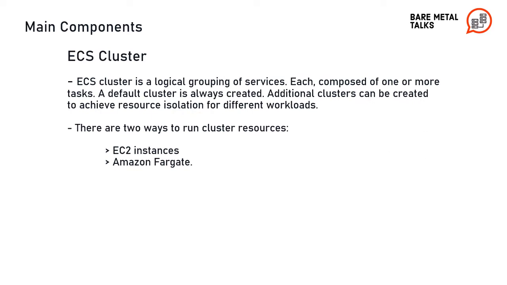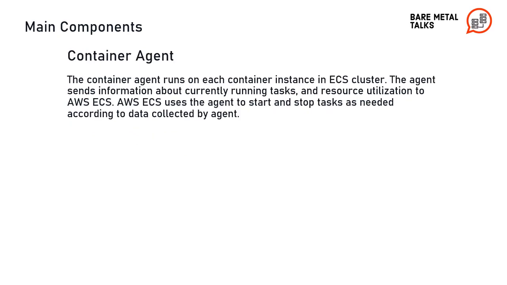ECS cluster. An ECS cluster is a logical grouping of services, each composed of one or more tasks. A default cluster is always created. Additional clusters can be created to achieve resource isolation for different workloads. There are two ways to run cluster resources. Those are EC2 instances and Amazon Fargate. Container agent. The container agent runs on each container instance in an ECS cluster. The agent sends information about currently running tasks and resource utilization to AWS ECS. ECS uses the agent to start and stop tasks as needed according to data collected by the agent.